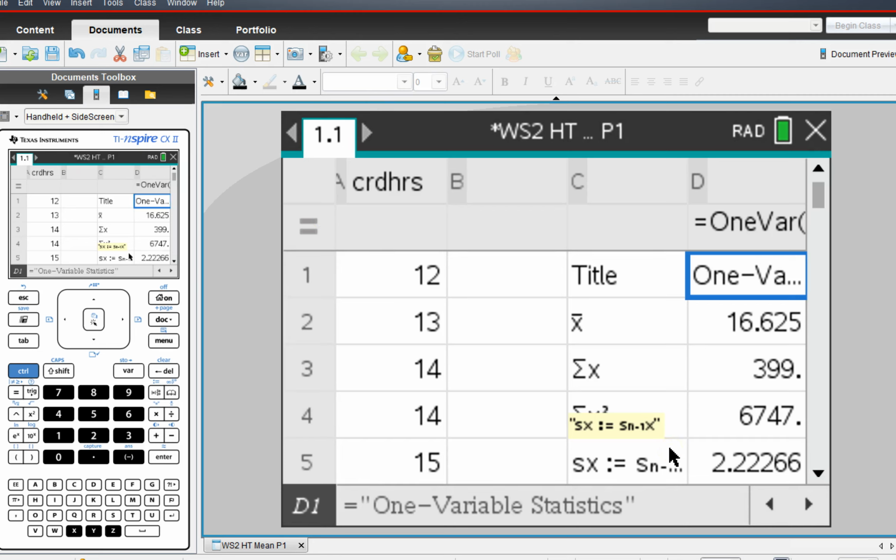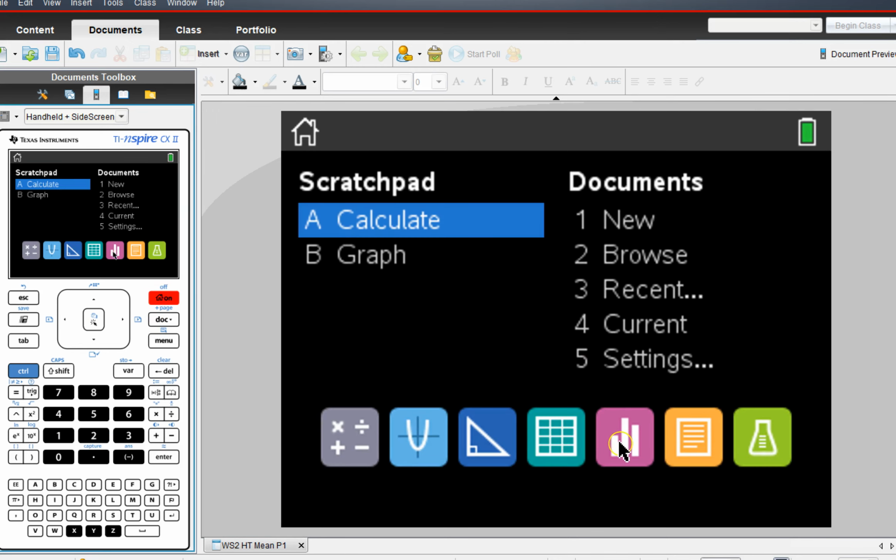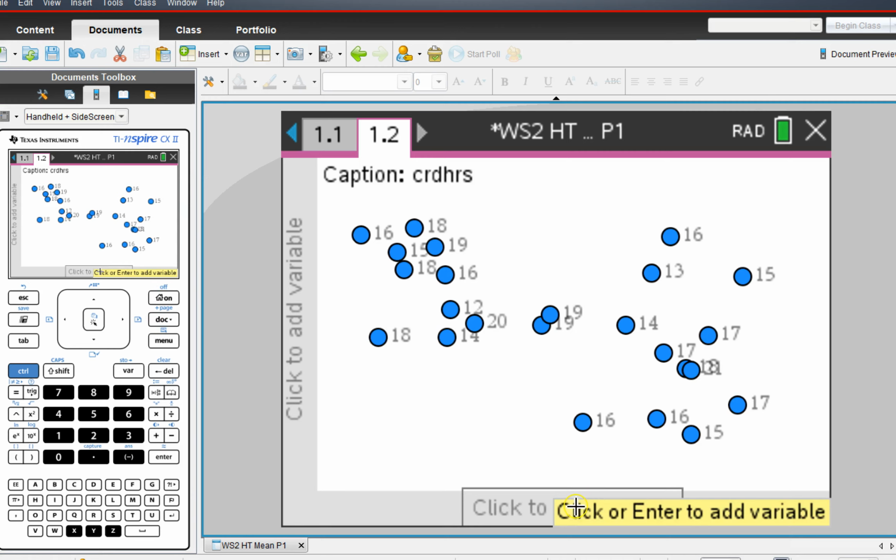Okay, so the mean is 16.625. Let me write that. 16.625, the X bar, and then the S would be 2.222. It's this one right here, 2.223 hours. Okay. So, and then let's look at the graph. The graph of that.